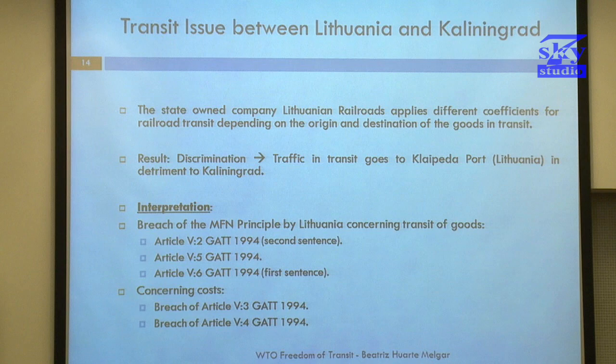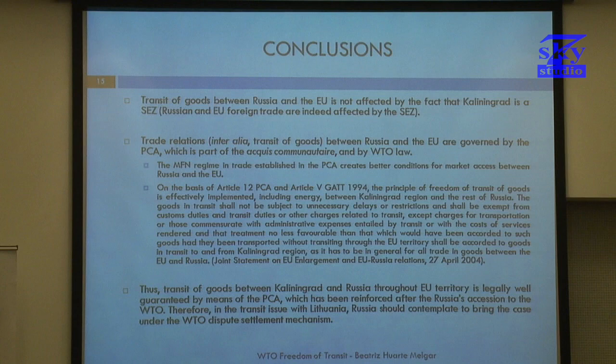Also, you can see here, concerning the costs and charges, Lithuania also violates Article 5, Paragraph 3 of the GATT because the costs are excessive due to the high tariff applied to Kaliningrad. Likewise, there is a violation of Article 5, Paragraph 4 of the GATT because charges applied to Kaliningrad are clearly not reasonable. So, just to conclude, the status of Kaliningrad as a special economic zone has benefited the Kaliningrad economy. However, it does not regulate the issue of transit of goods.